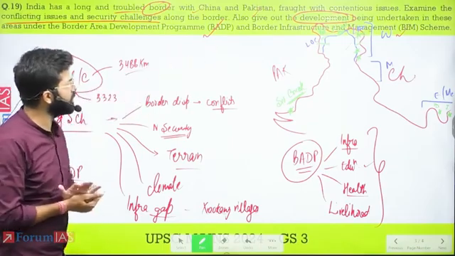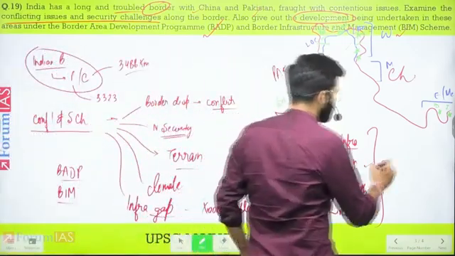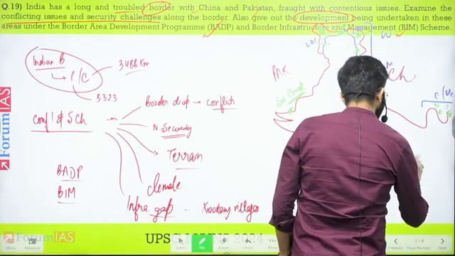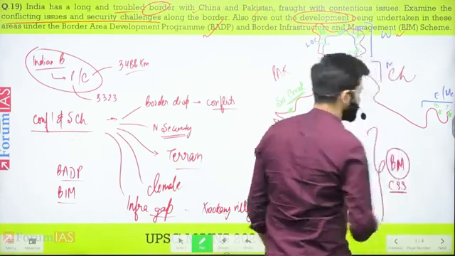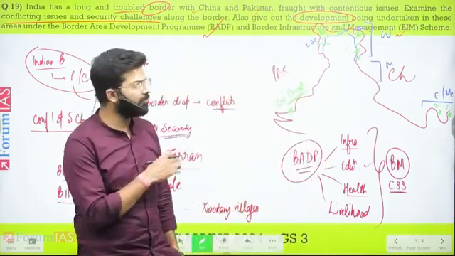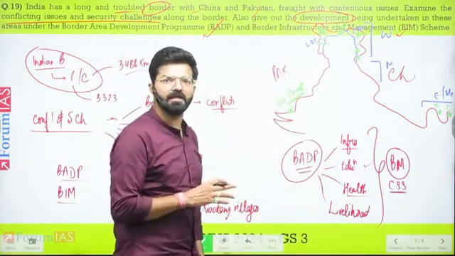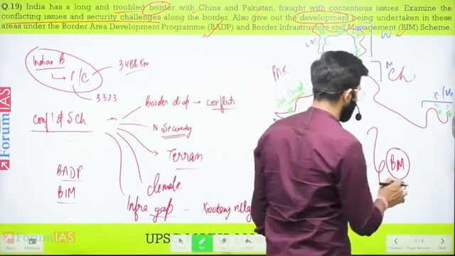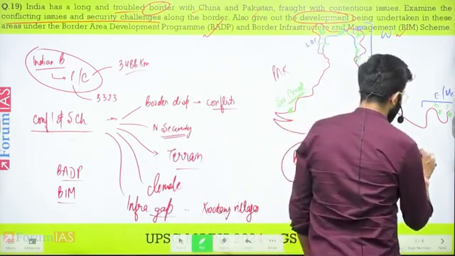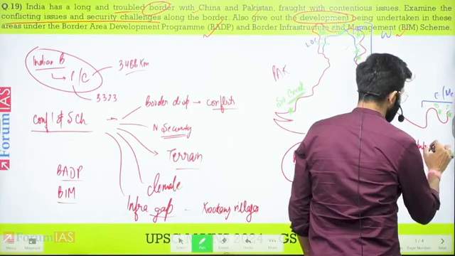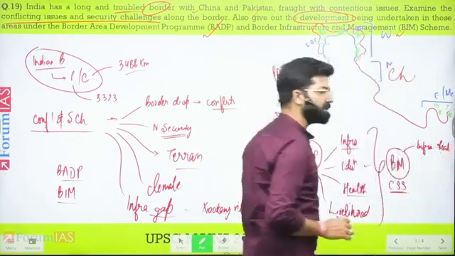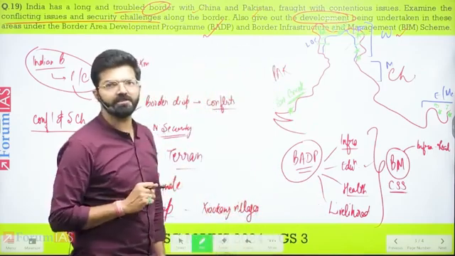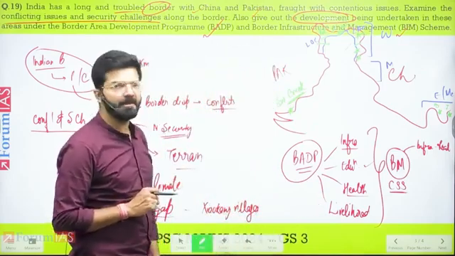Then we'll be talking about BIM. BIM is again another umbrella scheme, a central sector scheme. The Union government directly deals with the funding and implementation here. Now, it is also going for infrastructure development. For example, roads; the Sela tunnel in Arunachal Pradesh has been developed under BIM.